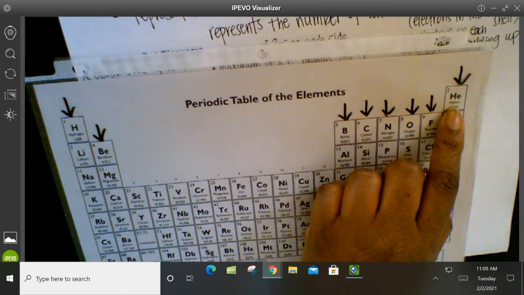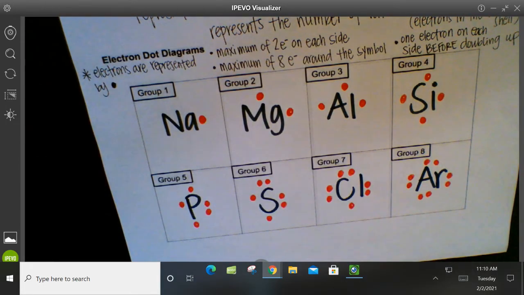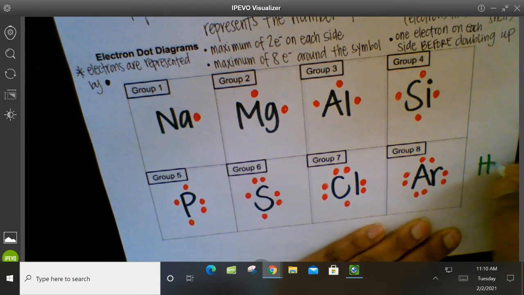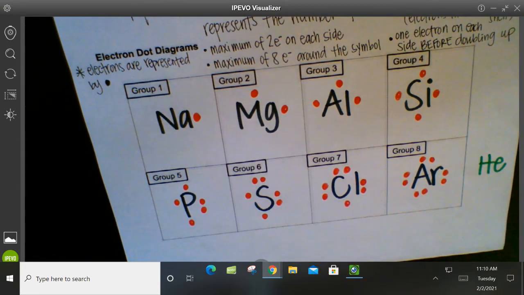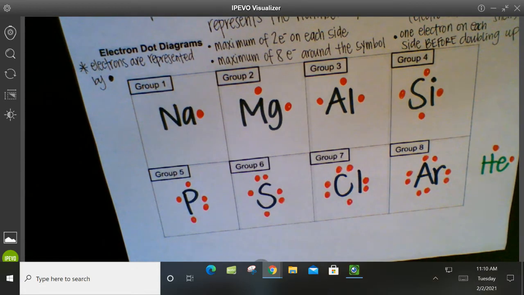The first element is helium. Helium only has 2 electrons, and so helium, I'm going to put it off to the side. Okay, helium with its 2 electrons, period. It only has 1 energy level, and that level is full with the 2 electrons. All right, so helium does not have 8 dots around it representing 8 valence electrons.